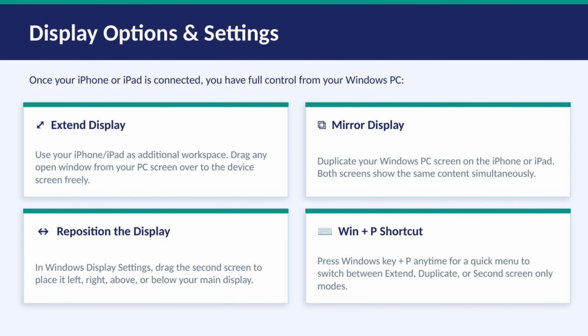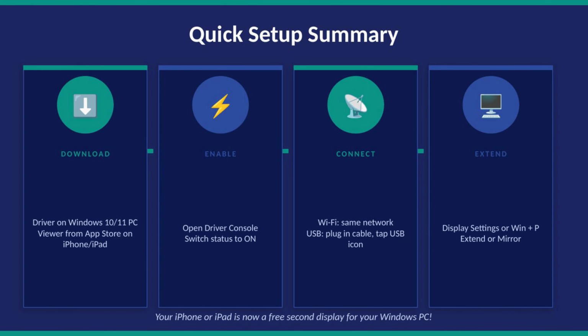That's how you can use Spacedesk with an iPhone or iPad to create a secondary display for your Windows PC, whether you choose a wireless Wi-Fi connection or a wired USB connection. The process is straightforward and gives you extra screen space for productivity.